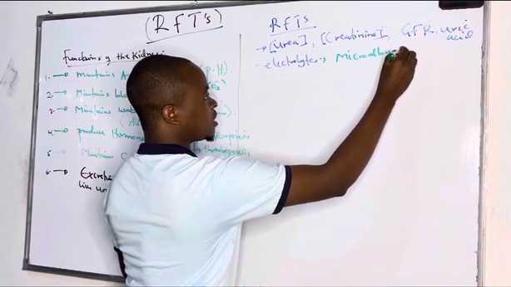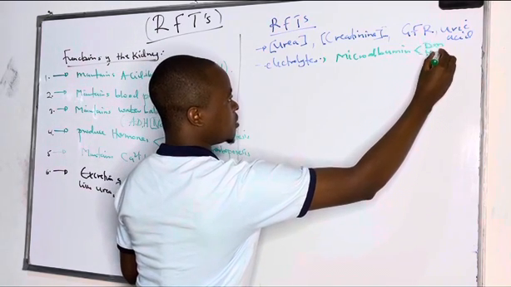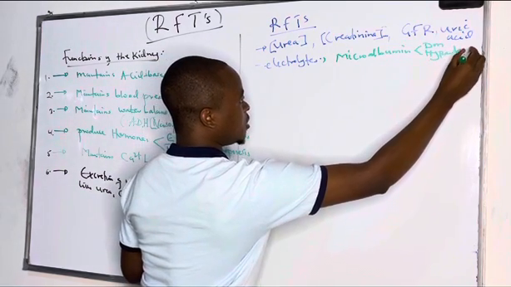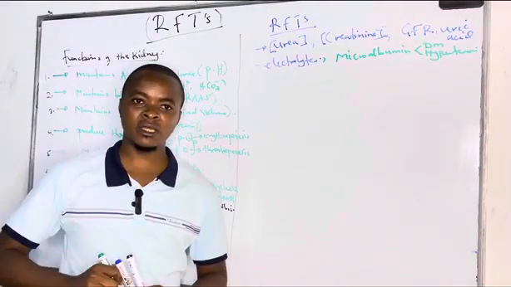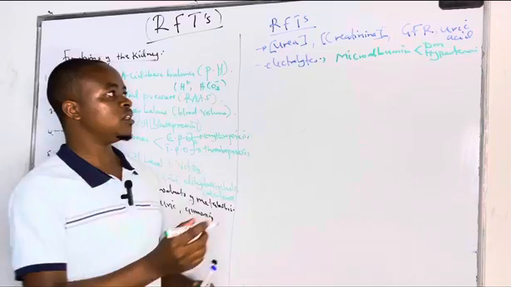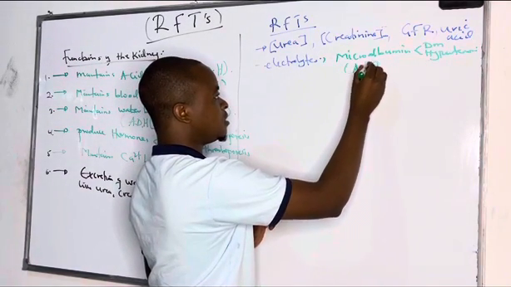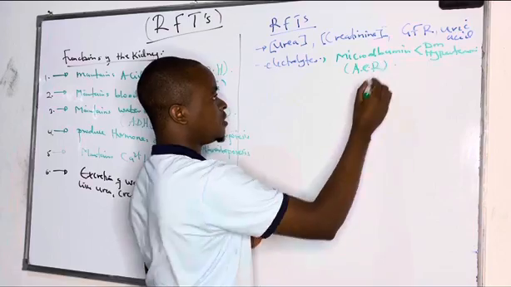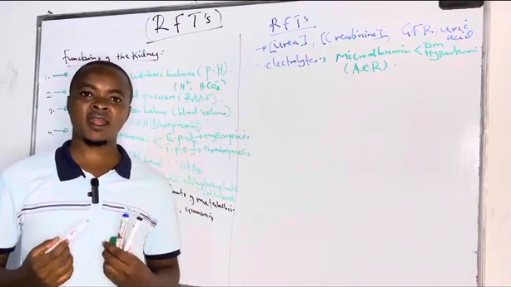Microalbumins, especially for people with diabetes and hypertension. We are entitled also to do microalbumin, and we also determine albumin creatinine ratio. This one we can use to determine albumin creatinine ratio, which can enable us to monitor patients who are diabetic.